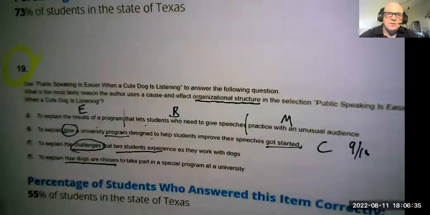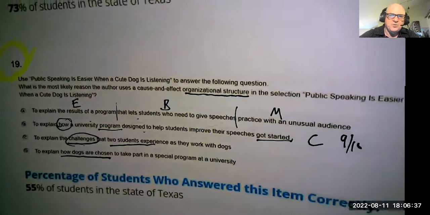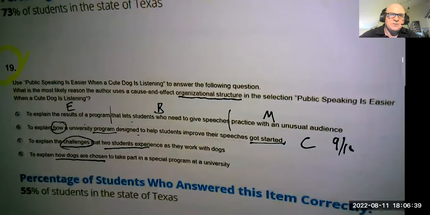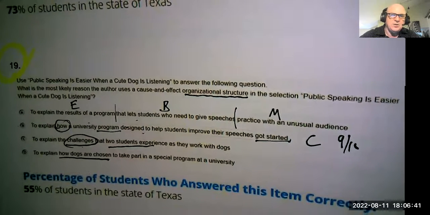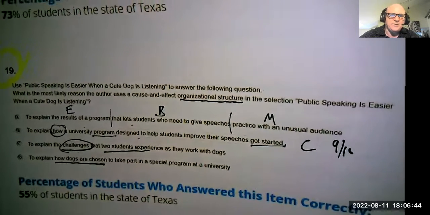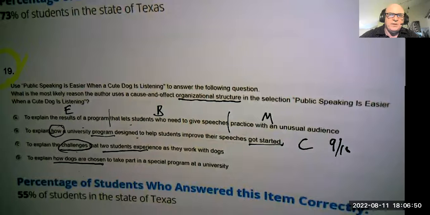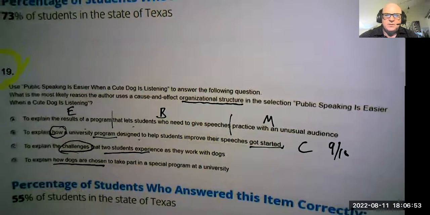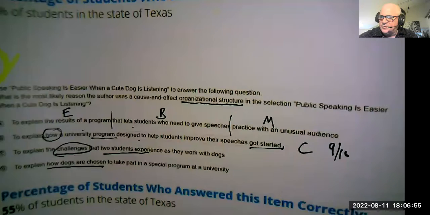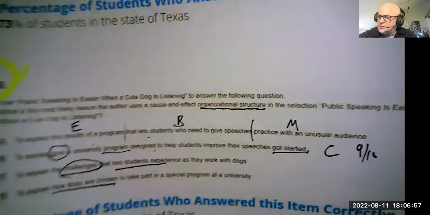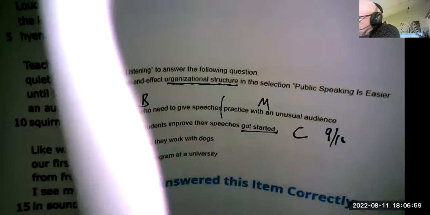So let me show you by using the question first, how to help kids who struggle with reading. It says, use "Public Speaking Is Easier When a Cute Dog Is Listening" to answer the following question. So you can right away tell that this is a paired passage. And so one of the passages was a literary nonfiction passage. And so I'll take a look at that with you real quick so we can see.